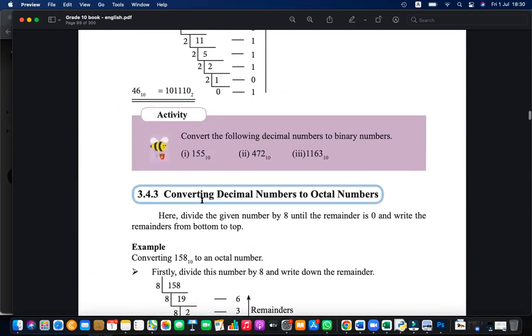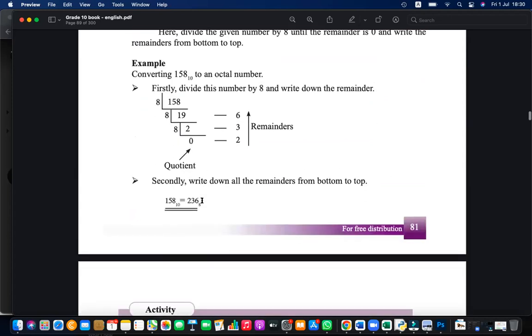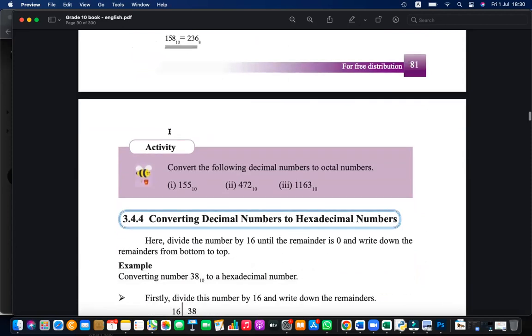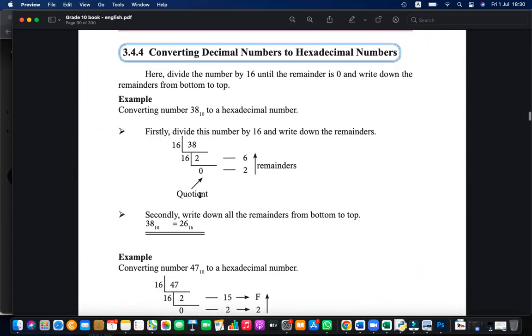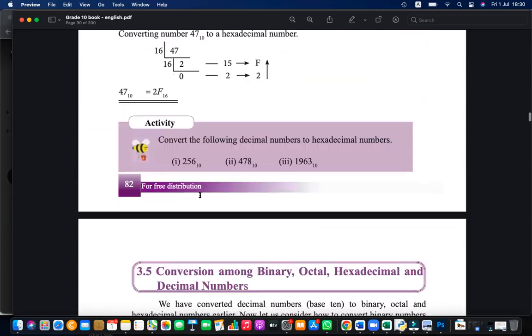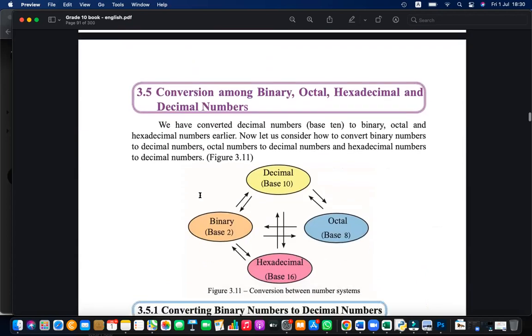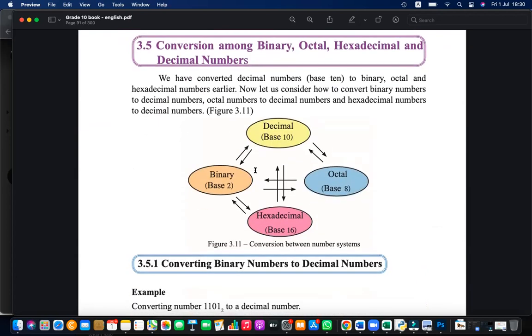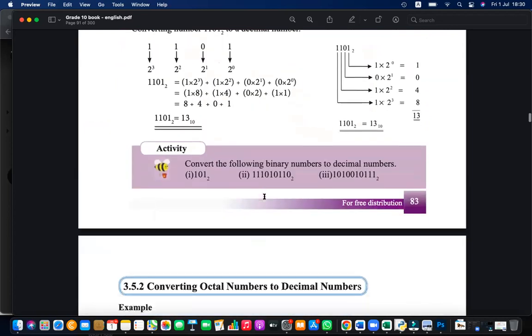Similarly, we learned how to convert and how to deconvert. Also, octal conversion is the same; only thing is you have to divide by 8. For hexadecimal conversion, you have to divide by 16. That is the difference. Okay, how do we convert in between? Binary to decimal, decimal to binary, binary to octal, octal to binary, and likewise hexadecimal to octal. So these are the areas that we have learned.